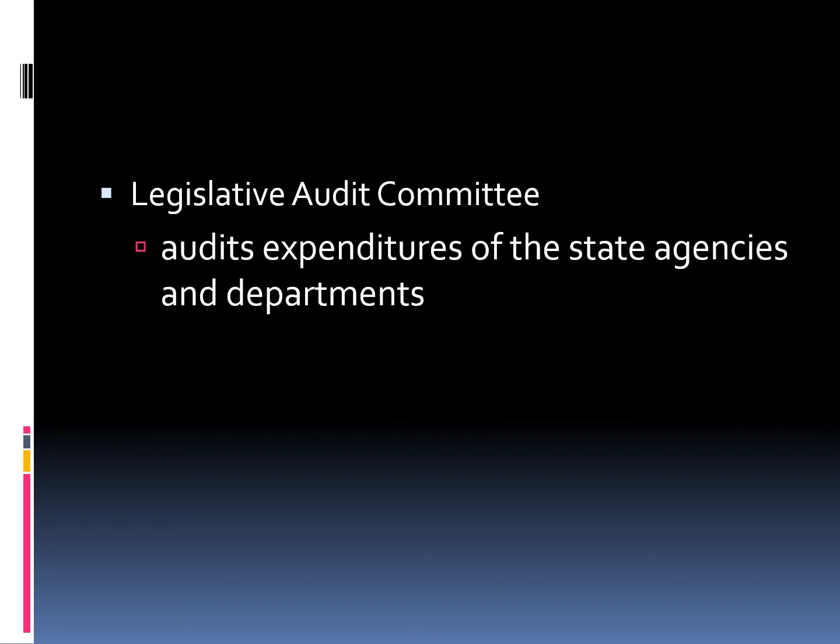Now the third one is called the Legislative Audit Committee. I think everybody knows what an audit is, right? The state has one, and it audits the expenditures for the state agencies and the departments. In the state of Texas, we have what's called a fiscal year, and the fiscal year is September 1st through August the 31st.